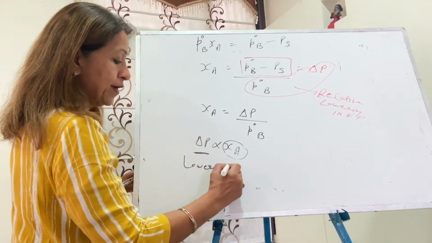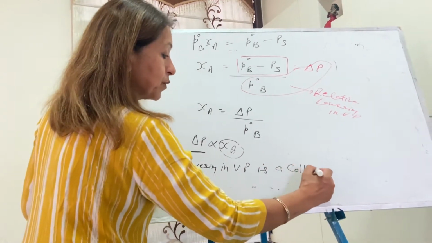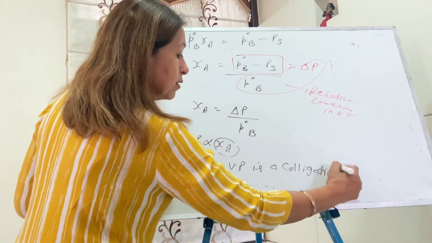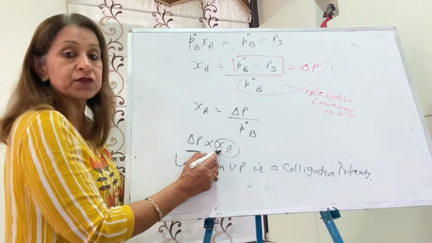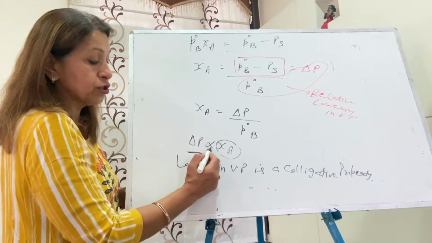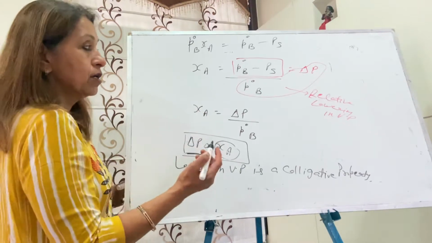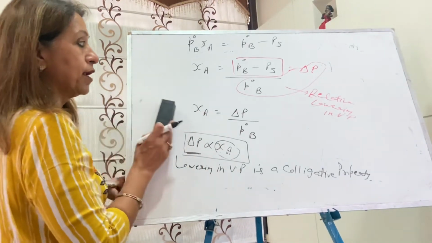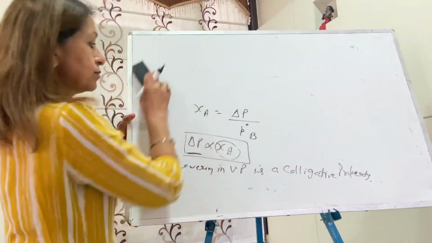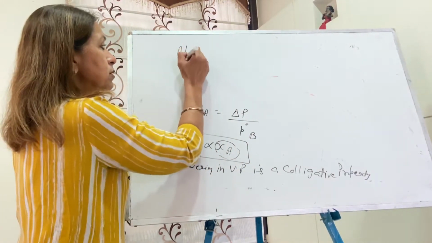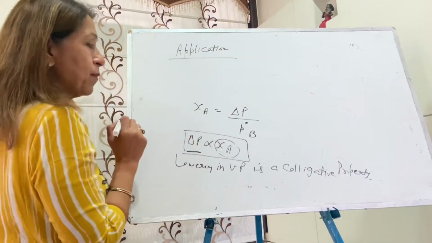Write down that it is proved lowering in vapor pressure is a colligative property because it depends upon the number of moles of solute. Delta P is proportional to XA. Proved it is a colligative property. Those properties which depend upon the number of moles of solute. Write down application of lowering in vapor pressure.